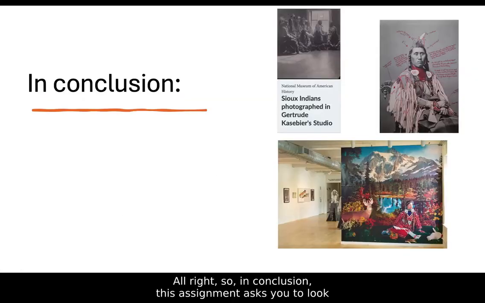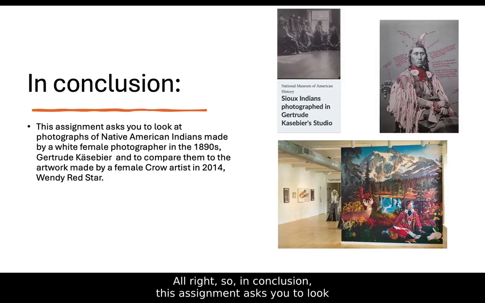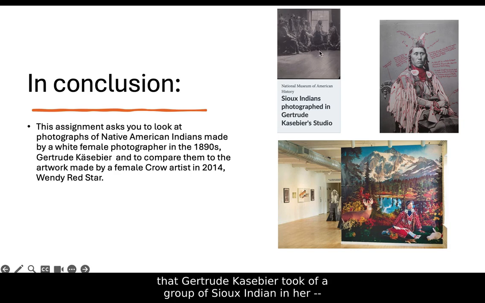All right, so in conclusion, this assignment asks you to look at photographs of Native American Indians made by a white female photographer in the 1890s, Gertrude Kasebier, and to compare them to the artwork made by a female Crow artist in 2014, Wendy Red Star. And so again, this is a photograph that Gertrude Kasebier took of a group of Sioux Indians in her studio. You can sort of see them sitting. And this is one of Wendy Red Star's photographs. I also just wanted to show you, this is a mural size of one of that artwork from the Four Seasons. And you can see that this is in another gallery show for another exhibition by Wendy Red Star.